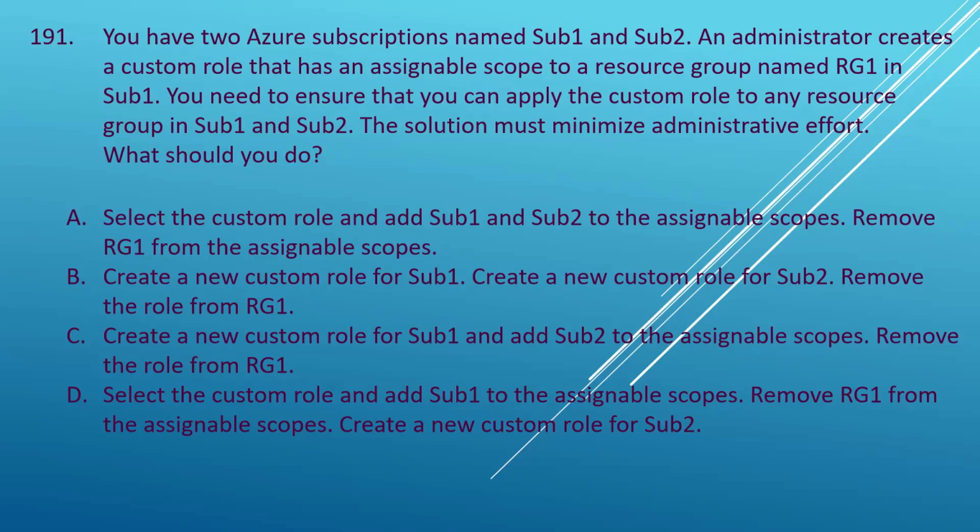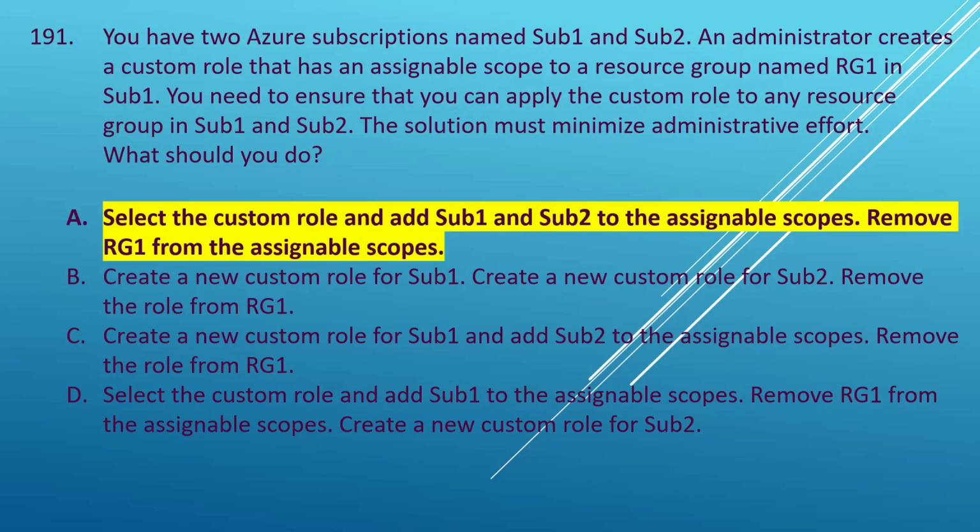Friends, the key to answering this question is to minimize the administrative effort, as all solutions will achieve the end goal, and the solution which achieves the end goal with minimum administrative effort is option A. Select the custom role and add Sub1 and Sub2 to the assignable scopes. Remove RG1 from the assignable scopes.